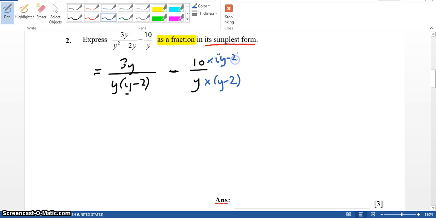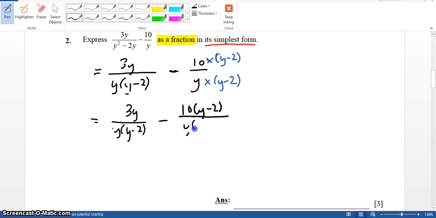So I'm effectively multiplying it by 1. Alright, the next step is I'm going to show you that they have the same denominator. So once they have the same denominator, I then can combine the numerator and start my subtraction. So to make them common denominator, y minus 2. And for the numerator, I'm going to combine them.